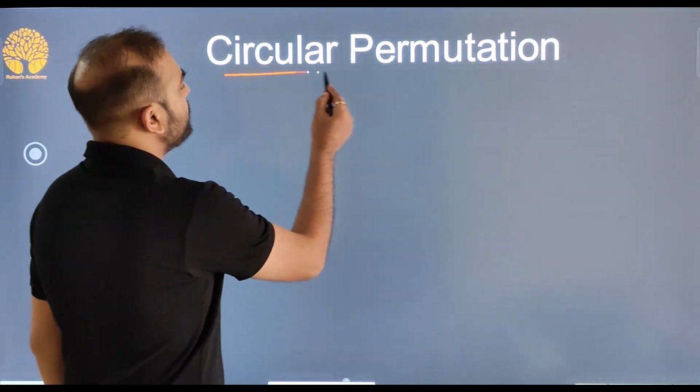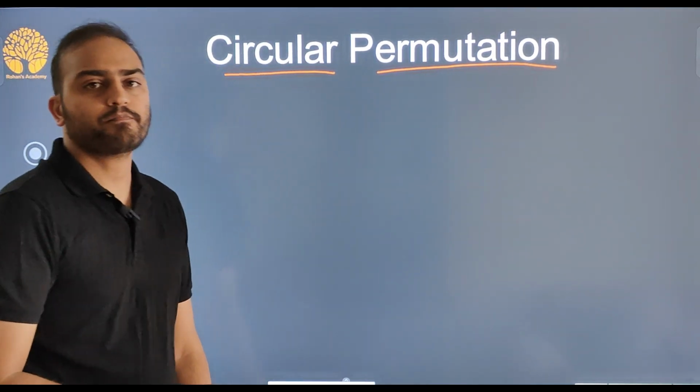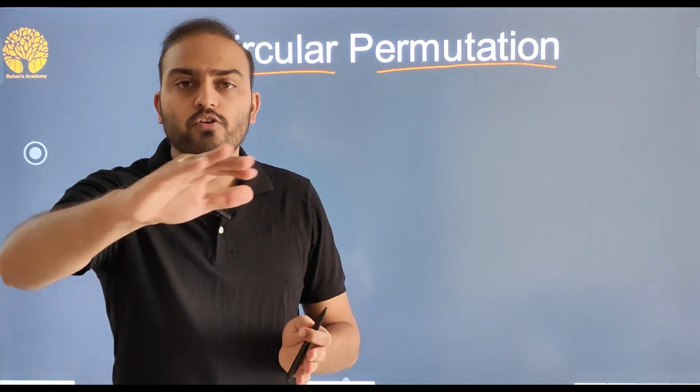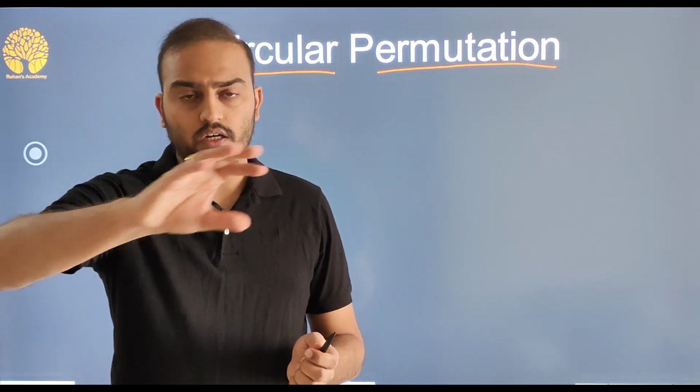Alright. Moving to the next type. This is the concept of circular permutation. Whatever questions we did till now, we were arranging items in a row or in a sequence, a linear sequence. But it's not necessary that people always sit in a straight line. They can sit in a circle as well.